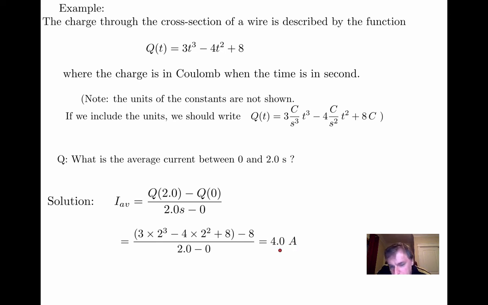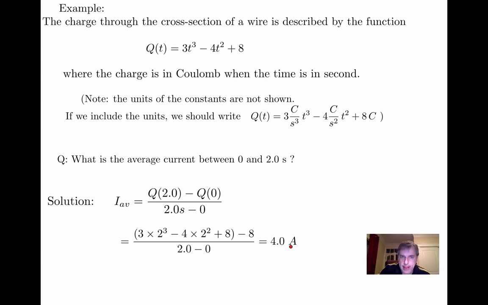Now, finally, this is my final answer, so I give it to the right number of sig figs. I used 2 sig figs because my time here, 2 seconds, was given with 2 sig figs. And the units are Coulomb per second because it's a current, or amps.